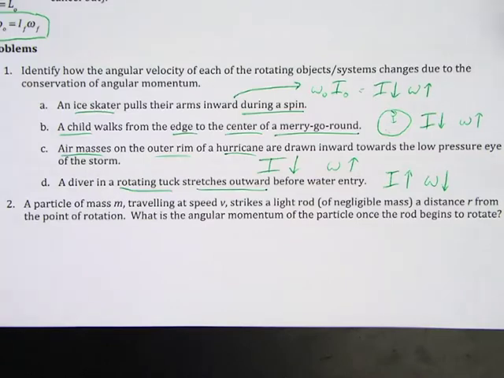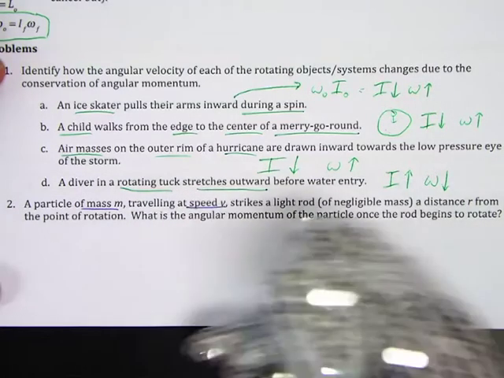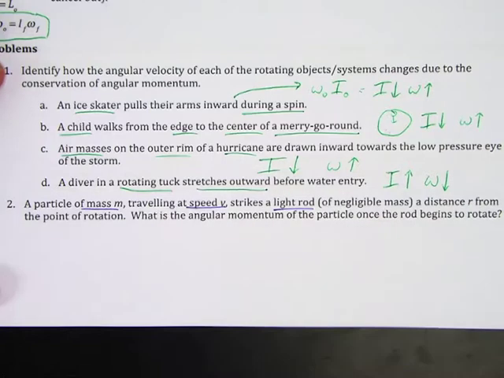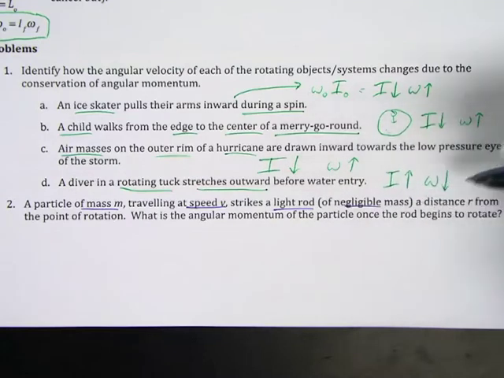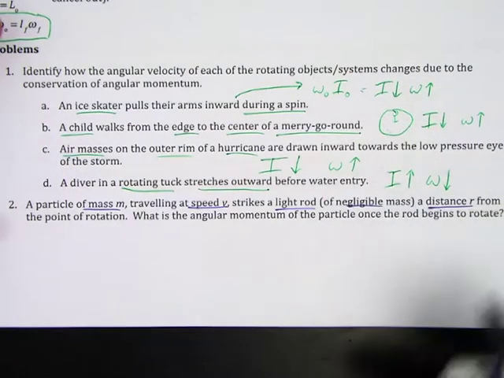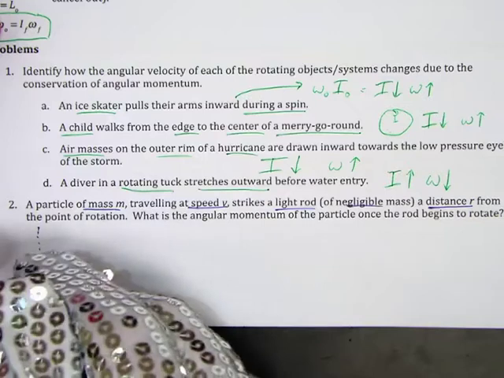Okay, so here we have a particle of mass m. It's traveling at a speed v, and it strikes a light rod. And as soon as we say light rod, negligible mass, meaning we don't have to account for a moment of inertia for the rotation of the light rod, at a distance r from a point of rotation. So let me make this my point of rotation, and here's my light rod.